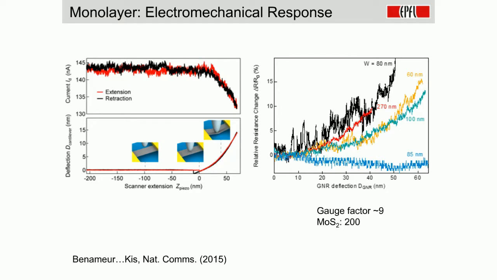And on the right-hand side, we have the change of resistance for different ribbons, different widths, and we basically saw a lot of variation. In some cases, we even saw a negative gauge factor, but the gauge factors here are around 10. So compared to MoS2, which is a semiconductor, this is much less, because graphene is a good conductor.